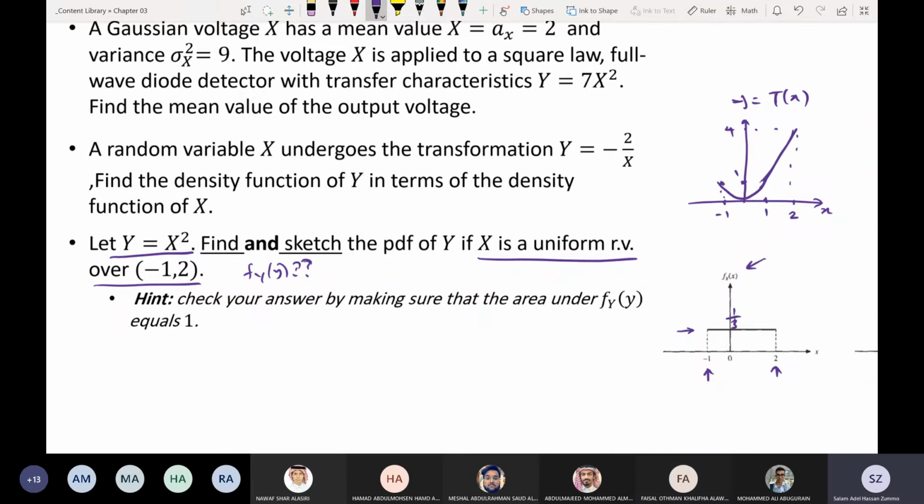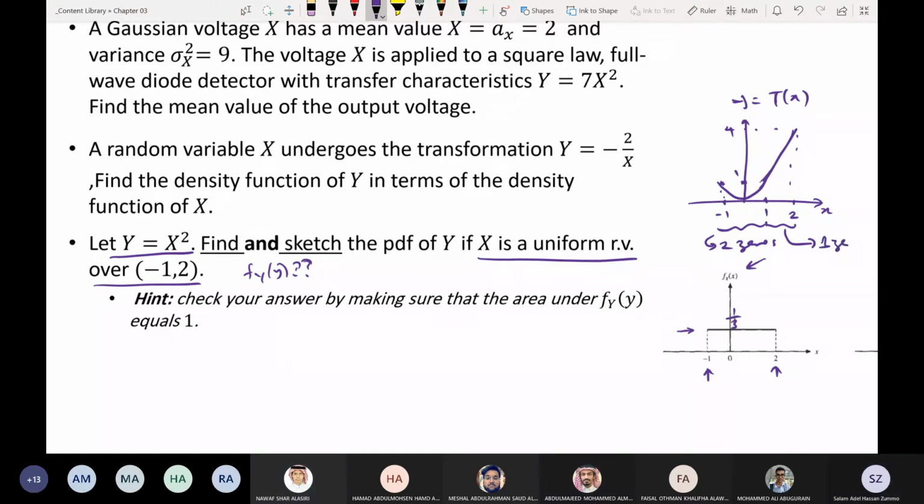However, between -1 and 1, y has 2 roots. And between 1 and 2, how many roots do we have? Just 1.